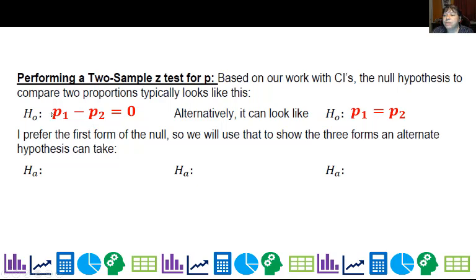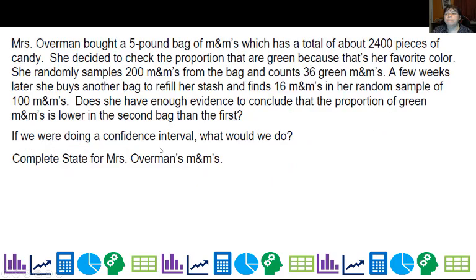Now, based on this first form, our alternates would look like either P1 minus P2 isn't 0, it's greater than 0, or it's less than 0. So those are your alternate hypotheses. And remember, this is what we use to shade in the normal distribution. All right, this is over.